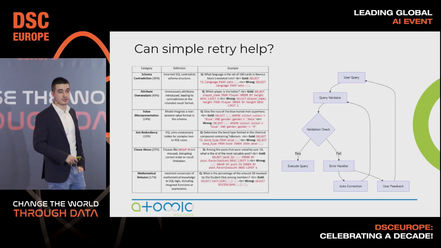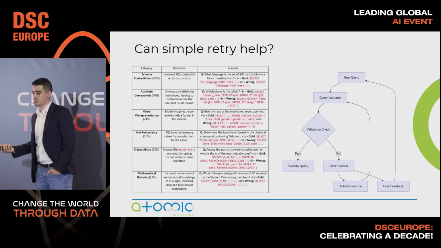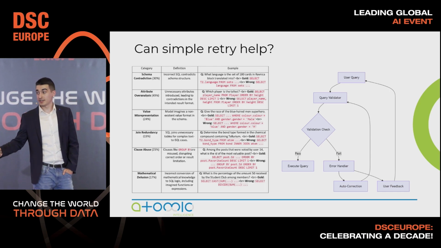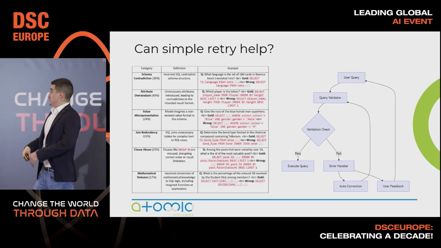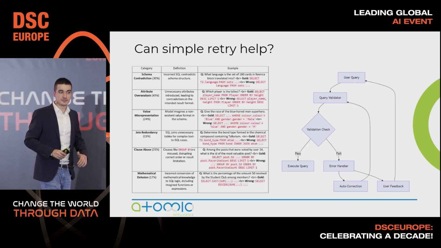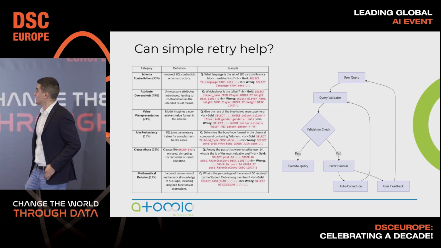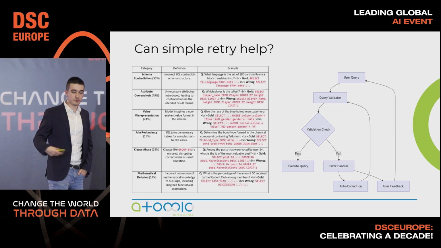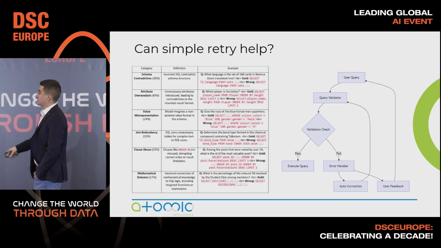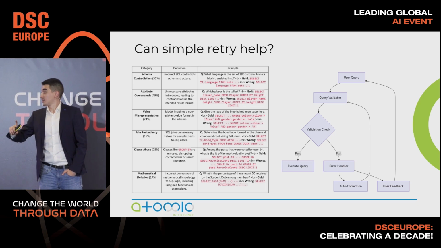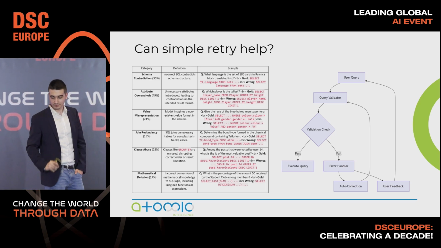Next up, the first question we've asked of ourselves is, can simple retry help? On the left hand of the slide, you can see some of the most common text to SQL problems. I'm not going to go through all of those. If you want, you can take a photo. Yeah, but some of the most problematic ones are schema contradiction. This happens when the generated query has some differences from the original database schema.